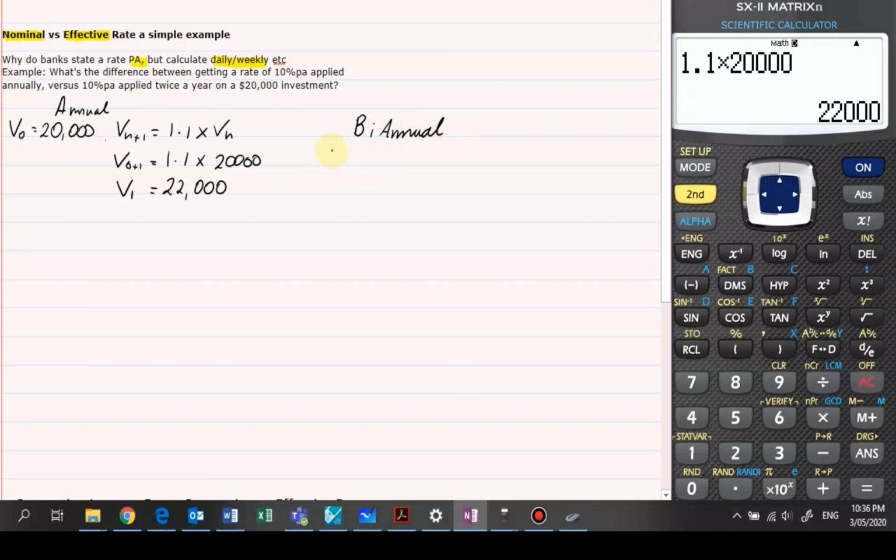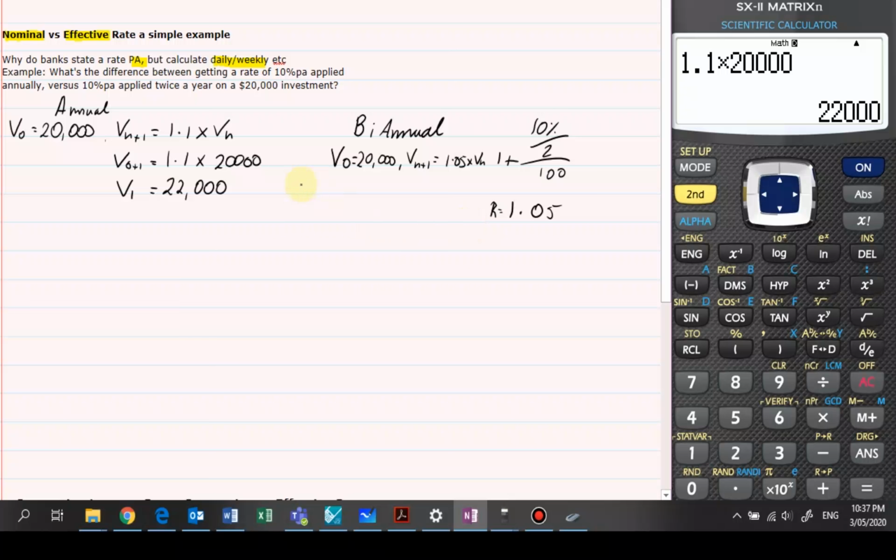we need to do this. Similar stuff, but because it's applied biannually, we need to divide our 10% by 2, and then that's all over 100. So 1 plus our rate of change. 10% divided by 2 is 5, divided by 100, 0.05. So we get our R value for our recurrence relation of 1.05. So V0 is equal to 20,000, same amount invested. Vn plus 1 is equal to 1.05 times Vn.